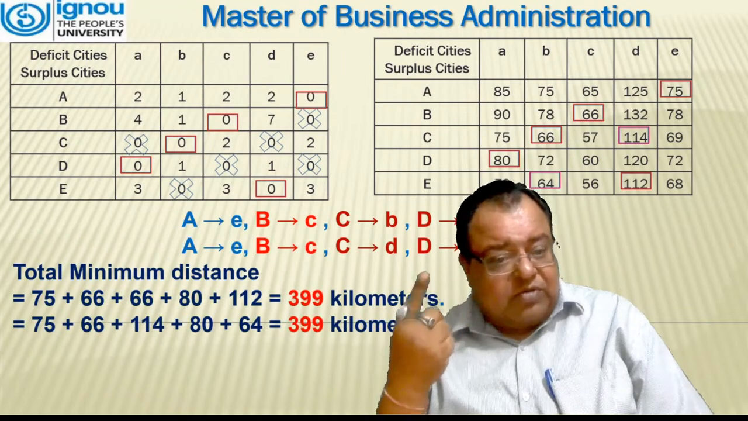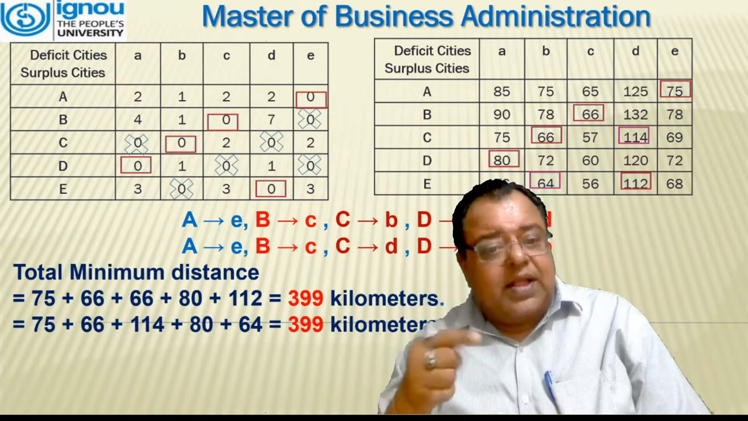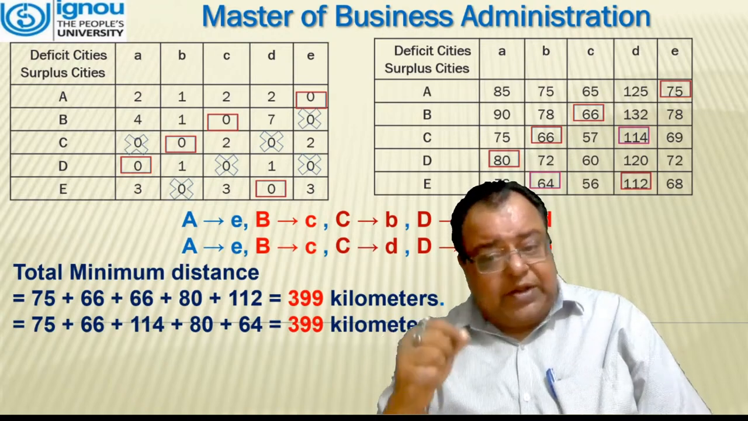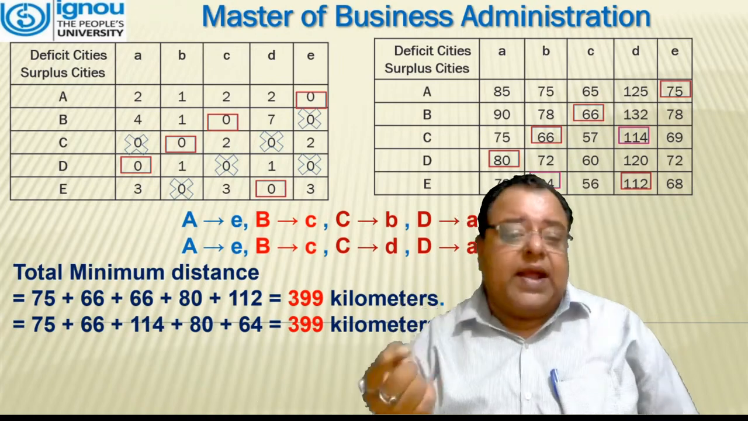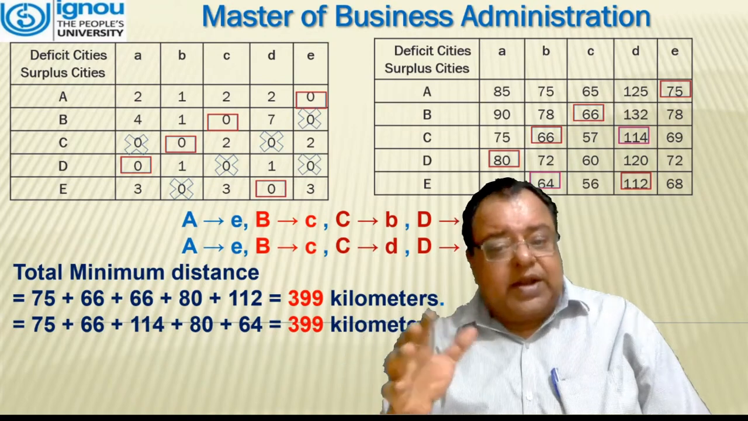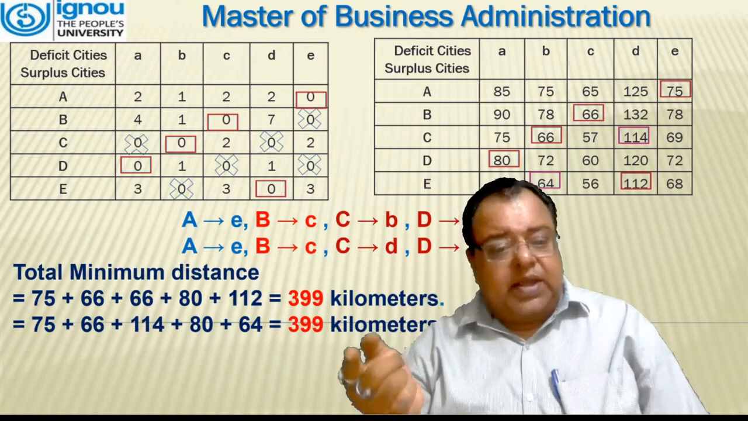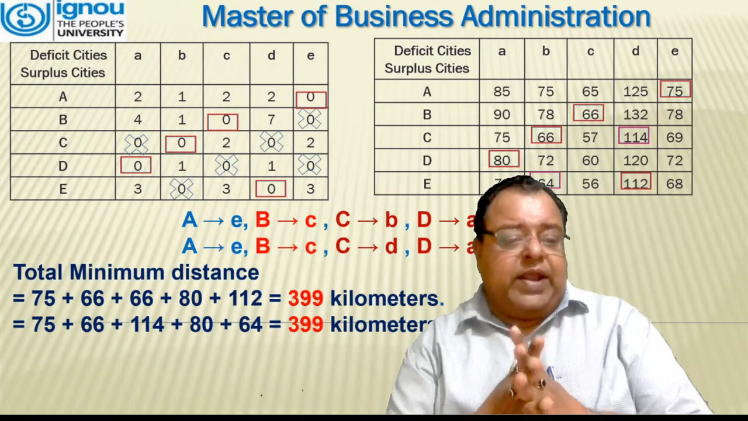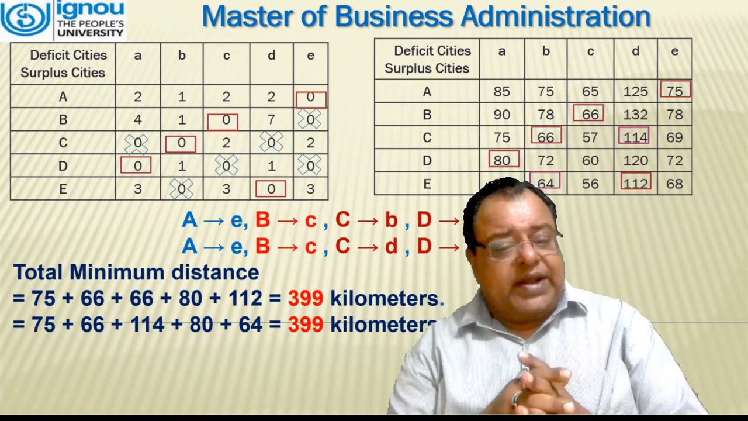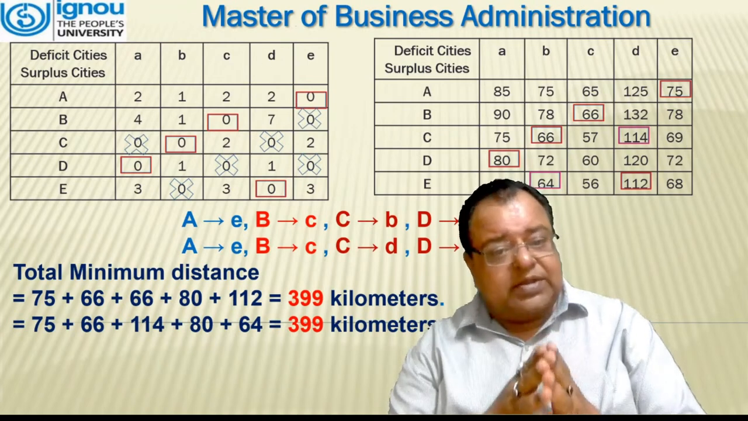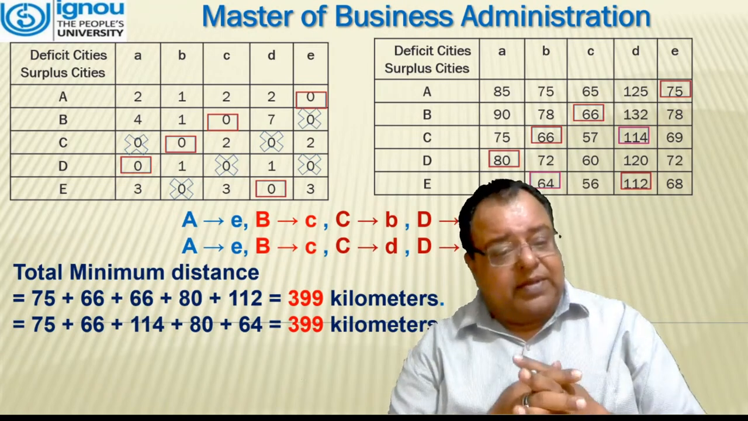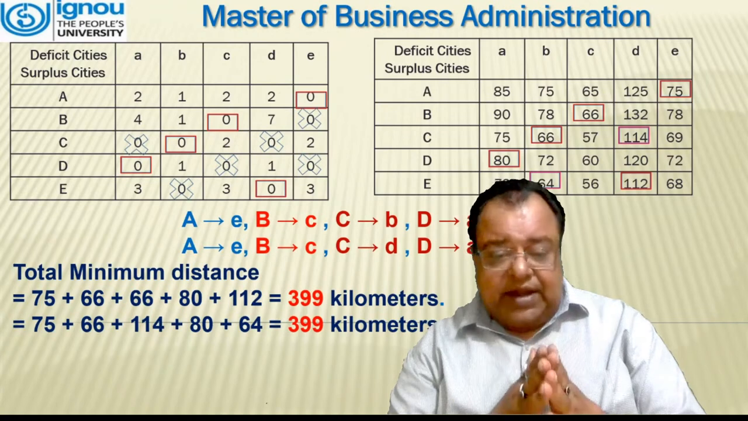Randomly, we will be finding out 2 solutions, that is A to E, B to C, C to D, D to A, and E to D. This is the first part. And the second one is A to E, B to C, C to D, D to A, and E to B. When we are finding out the total minimum distance, in both the cases, we got 399 kilometers. That means we have two options, and the total distance covered will be with minimum, which is 399.